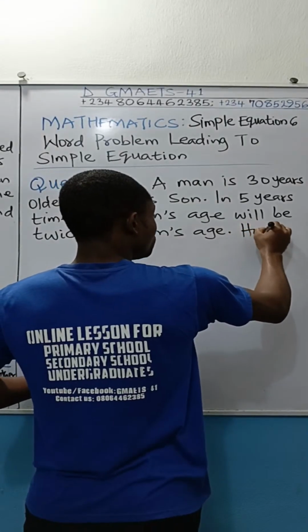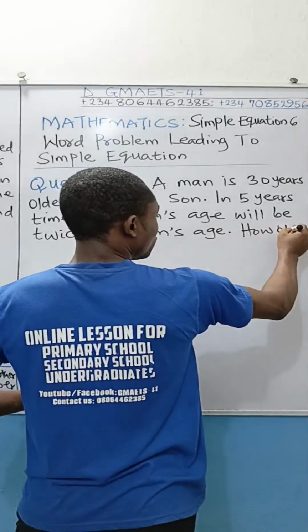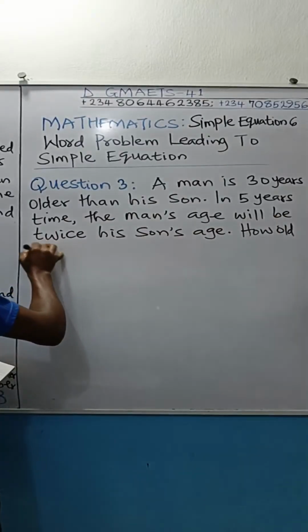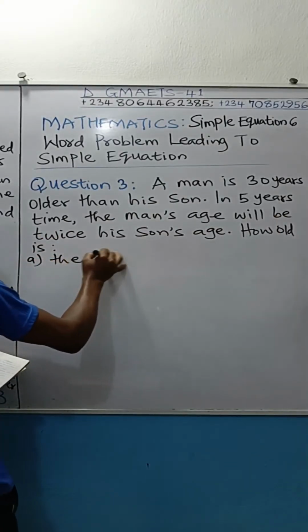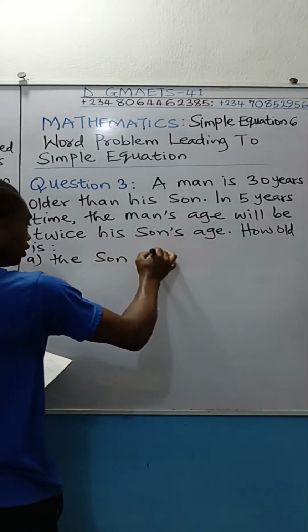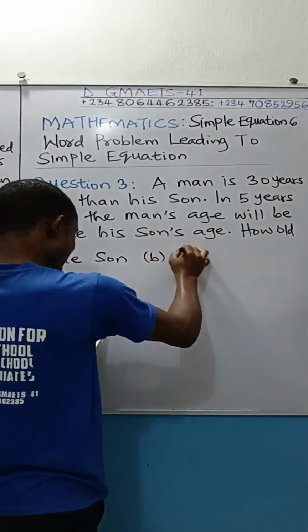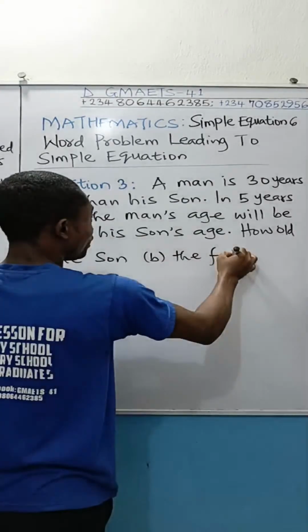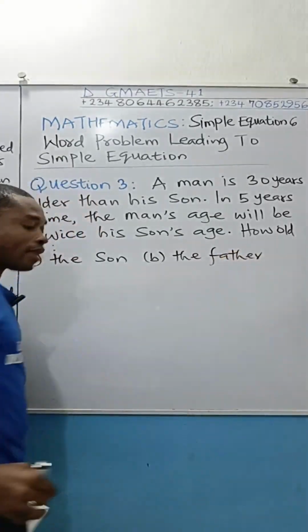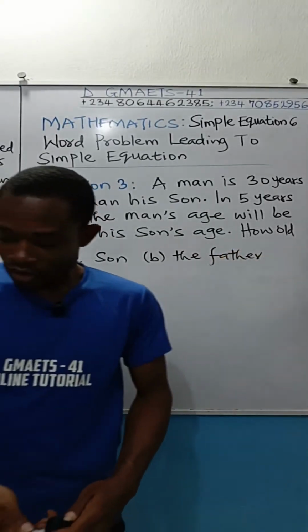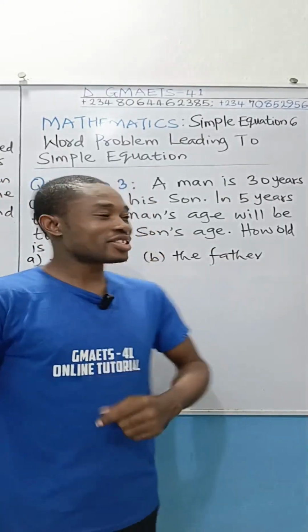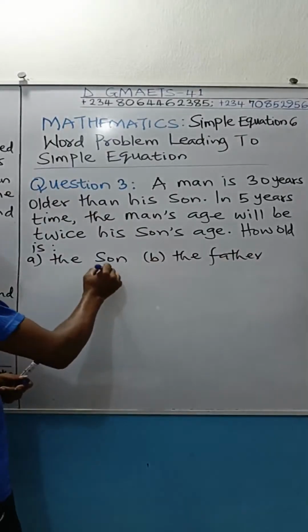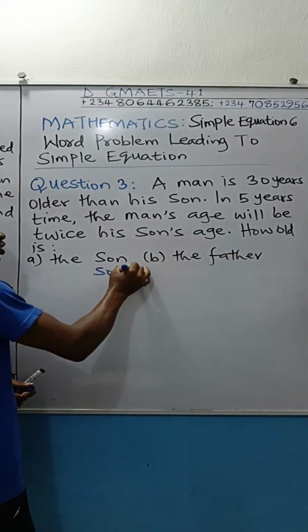How old is A, the son, and B, the man? That's the father. The father is the same as the man. So this is the question that we have. Very interesting question. Let us see how we solve this problem, okay?